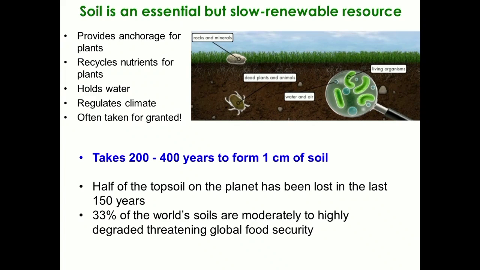And it's been estimated that about half of the topsoil that planet Earth has ever had has been lost in the last 150 years, which is really quite a startling statistic. And a lot of our world soils are currently at risk with regard to degradation. And of course, because we're dependent on these soils for growing our crops, this soil degradation is a significant issue for our food security.